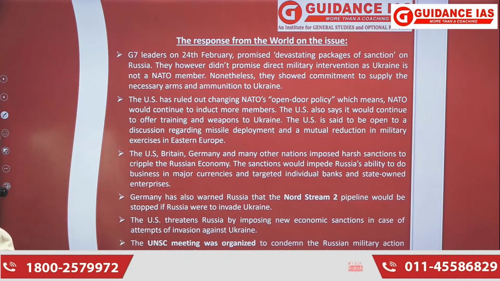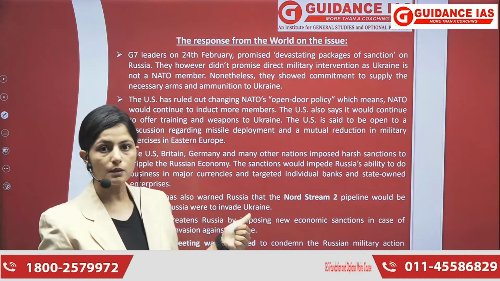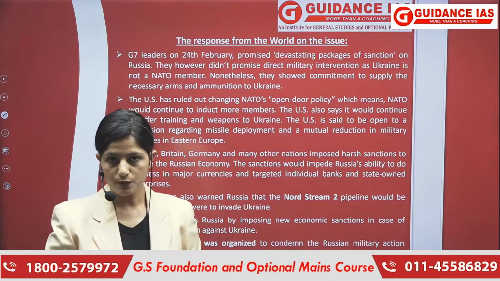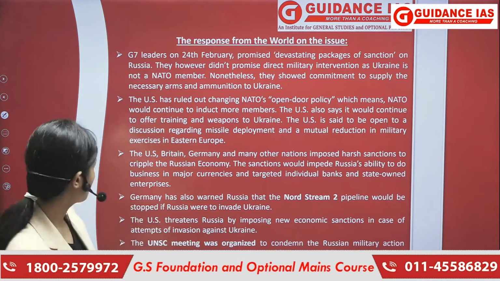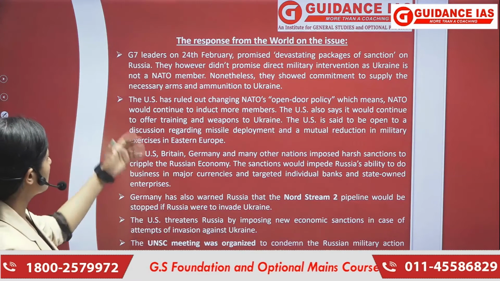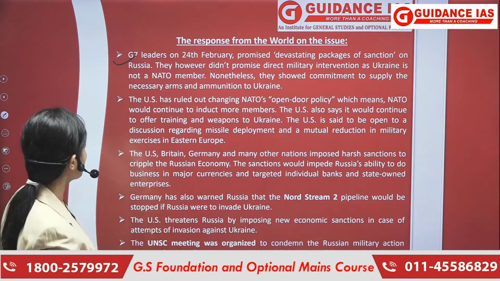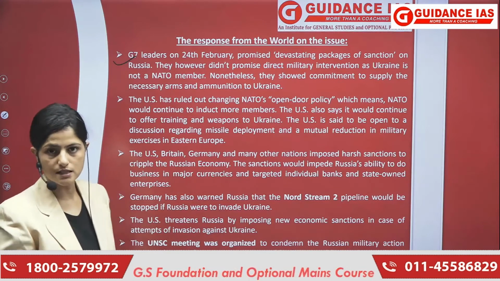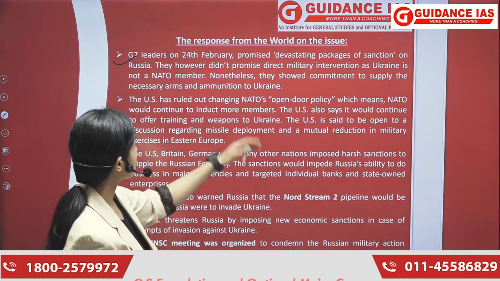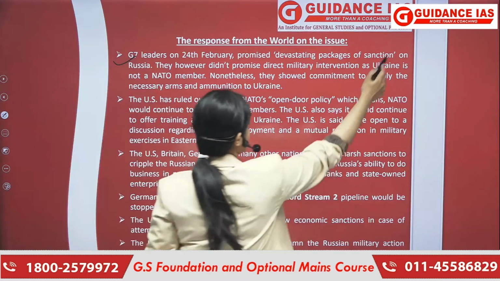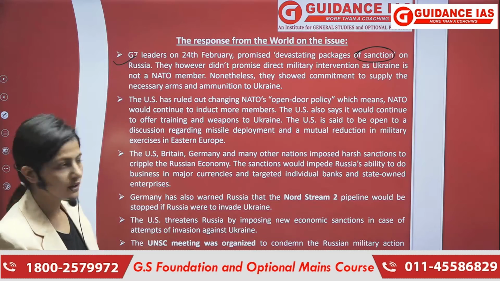Okay. Now, what is the response from the world on the issue? This is important, but more important for us, from our exam perspective, is what are India's concerns and what is India's stand on it. Okay, first let me cover what is the world's response. Actually, G7 leaders, on the 24th of February, just when the war had started, just after the Beijing Olympic Games, promised devastating packages of sanctions. They put sanctions, which Russia already knew that just some of the sanctions are going to be there, nothing more than that.